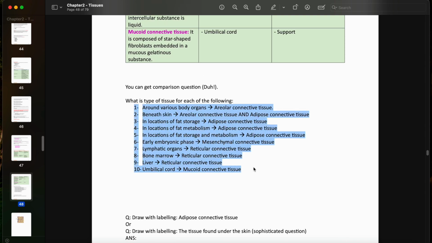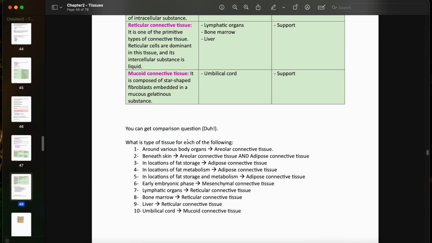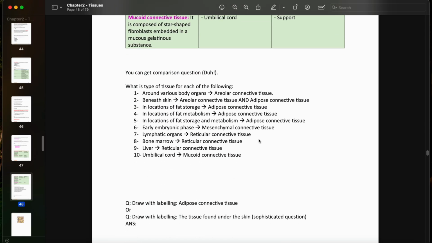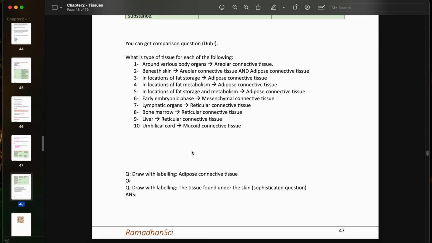And here we've already said everything, like what is the type of tissue for each of the following, and then just giving you body parts. So keep reading this, keep repeating it. You need to identify each type of tissue in each location, because there are tons of questions about them, and they're not hard. For example, umbilical cord and mucoid connective tissue is a very, very common question. It always gets repeated, and it's easy to identify, it's easy to remember, because it's unique.